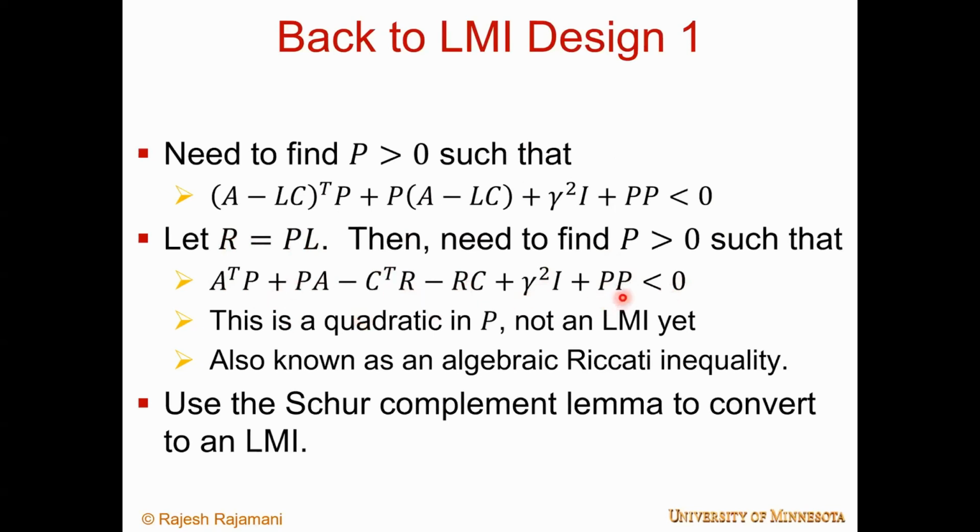But again, you have this quadratic term, P times P. So this is not an LMI yet. This is also known as an algebraic Riccati inequality. So you need to convert this to an LMI, so you need one more step, and what you can do is use the Schur complement lemma to convert this quadratic inequality to an LMI.